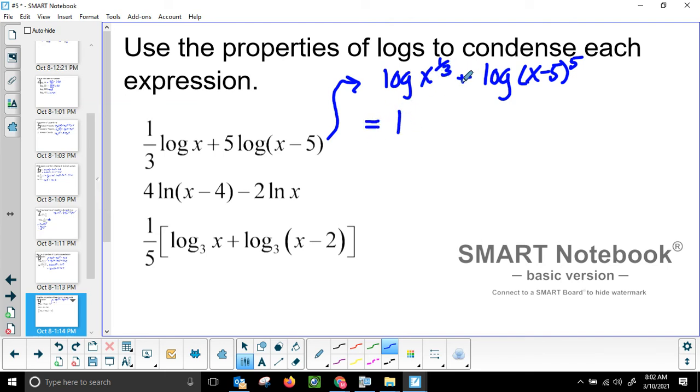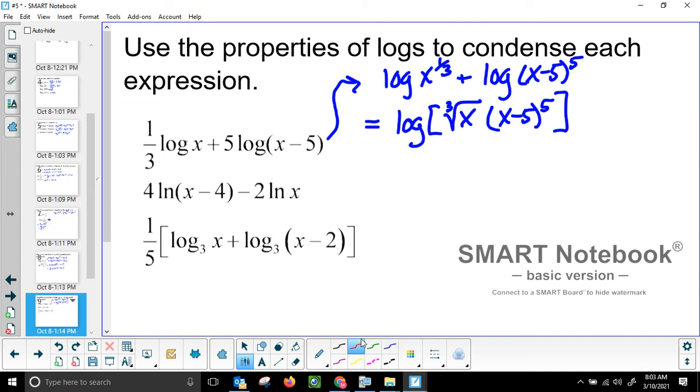So now, since these are plus, I can condense them to a single log and simply multiply my arguments. So this will be log of the cubed root of x times x minus 5 to the 5th. And we're done.